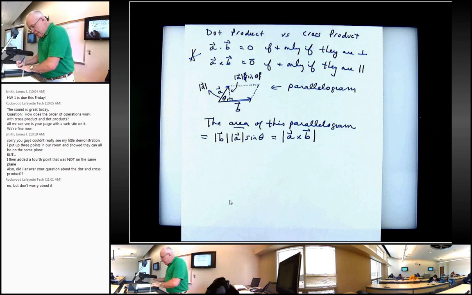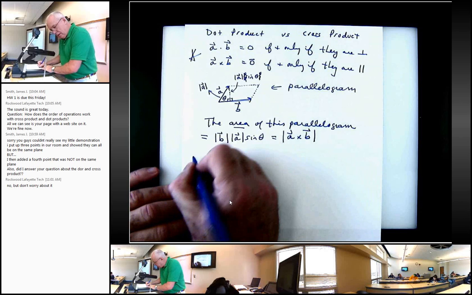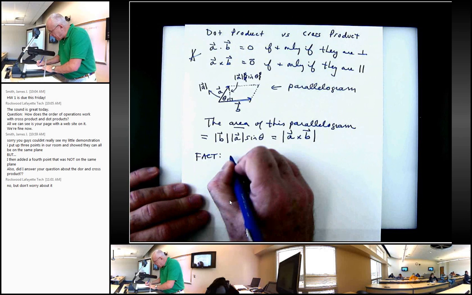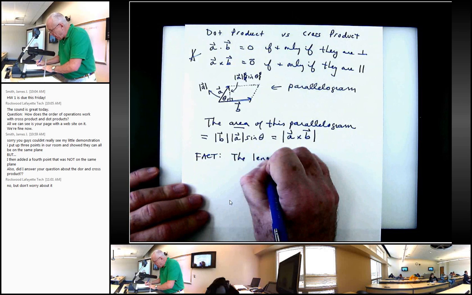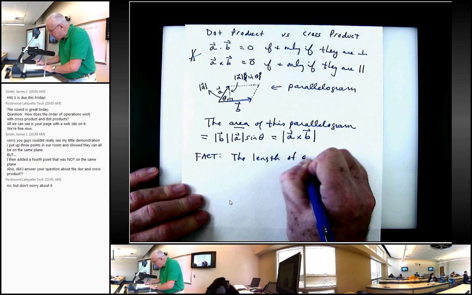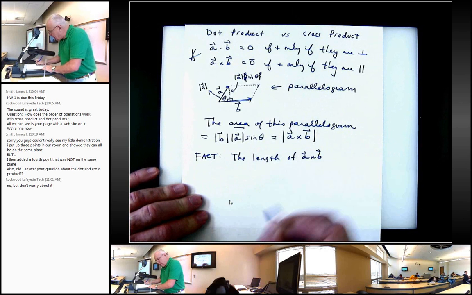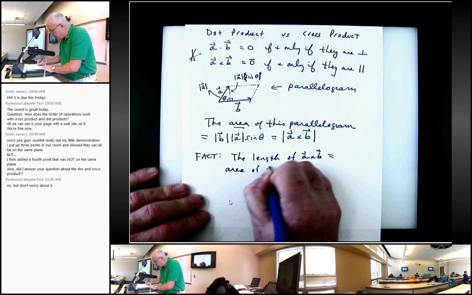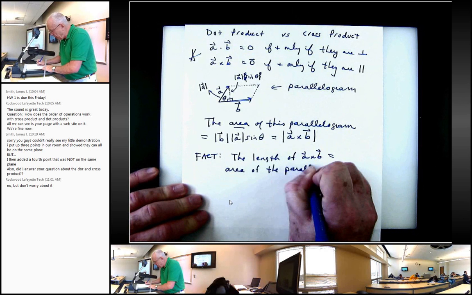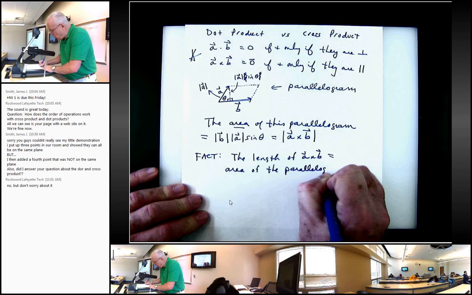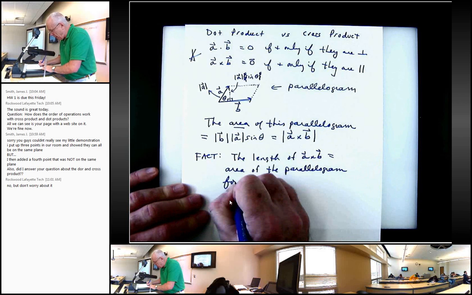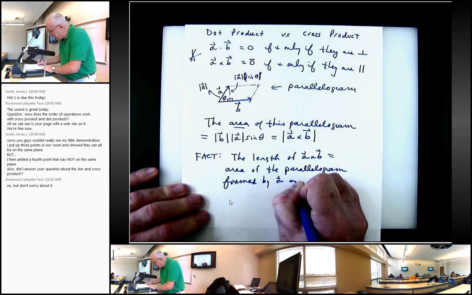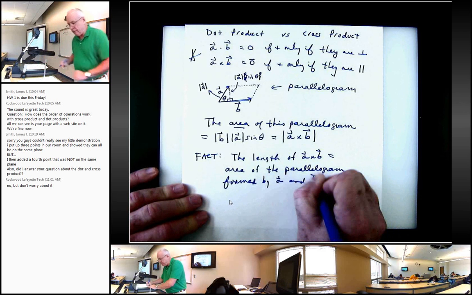So basically, let me just summarize this as a fact. The length of A cross B equals the area of the parallelogram formed by A and B. All right, so that's the fact there.